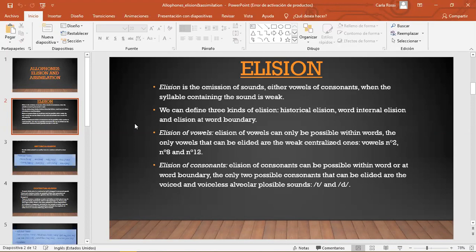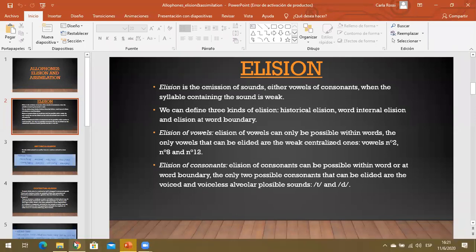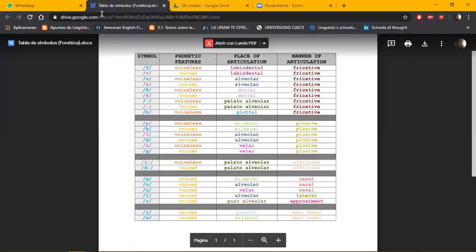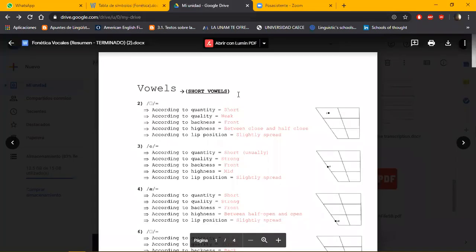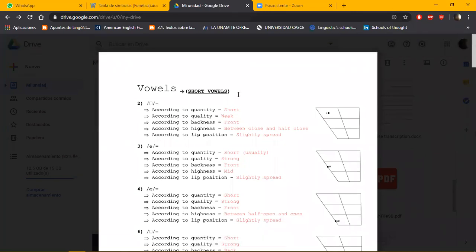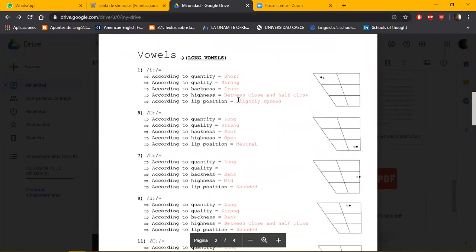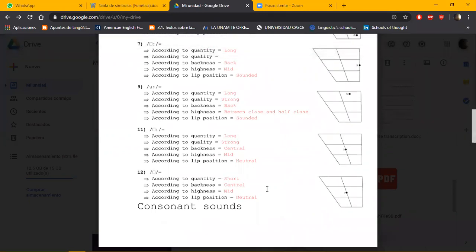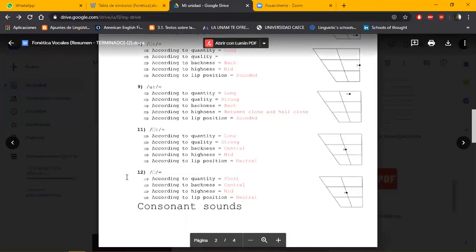The only vowels that can be elided are the weak centralized ones, number 2, 8, and 12. Vowel number 12 is the weak centralized one, or the schwa. It is short, central, mid, and neutral according to lip position.